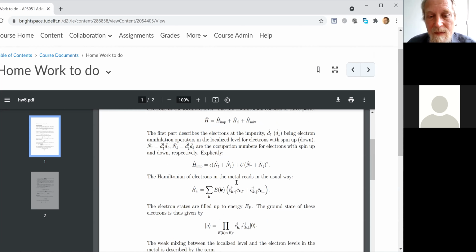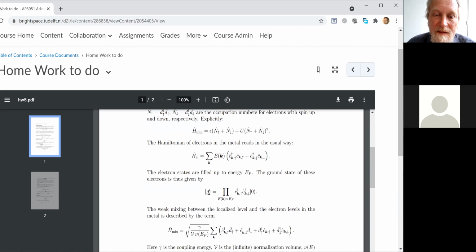No, sorry, I put it the wrong way. For one electron, it is epsilon, and for two electrons it is 2 epsilon plus U in these notations. Fine. So these are the Hamiltonians for the impurity and for the metal. You see there is some interaction at the impurity. U shows how intensive the interaction is. Good. And then we have this perturbation term.